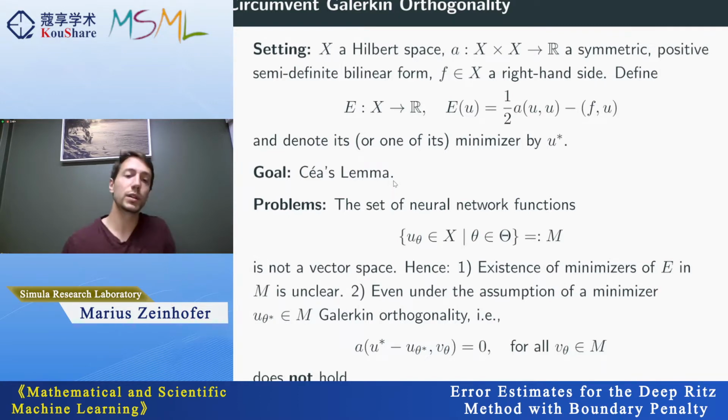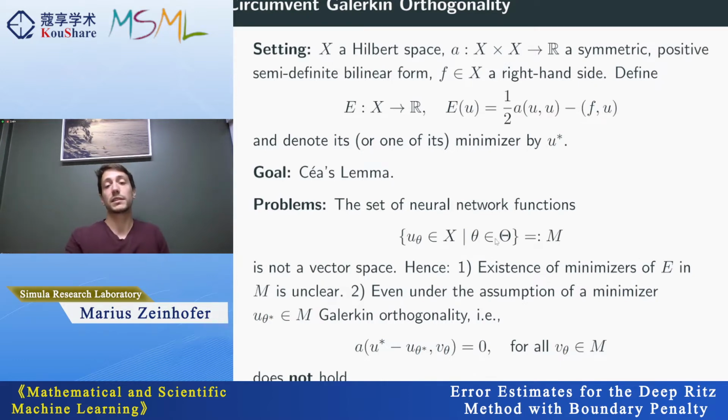But we cannot do it in the usual way with neural networks, or generally with ansatz classes which are not linear. So let us denote by M the set of neural network functions which lie in this Hilbert space X. Implicitly, there is an assumption on how the architecture looks, but for many widely used activation functions and architectures, we are really in this space. This could be H1. It must be smooth enough. This is not a problem.